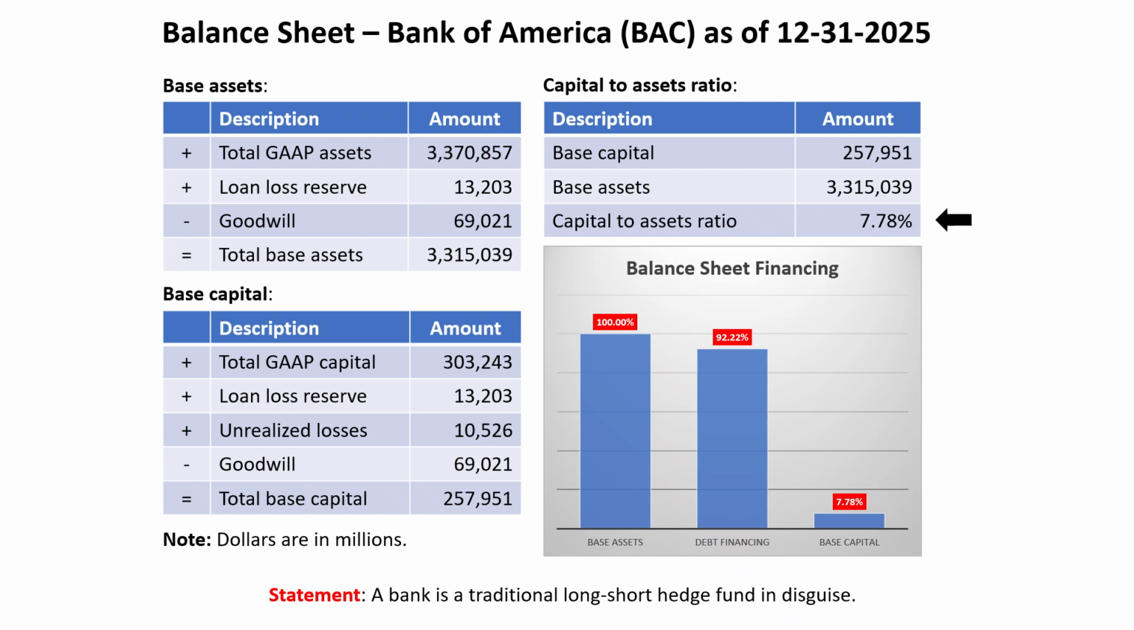And that's what a bank is. If you look at the bank balance sheet financing graph, that's exactly what's going on here. They have base assets that are sensitive to interest rates, and also the debt is sensitive to interest rates. So really for the bank, I'm going long the base assets and I'm going short the debt financing.